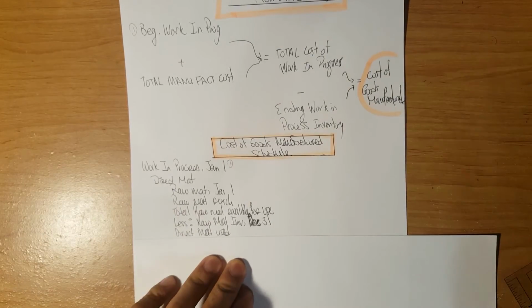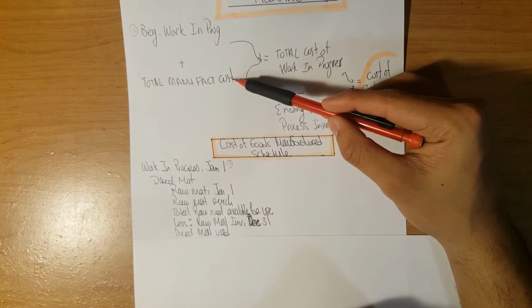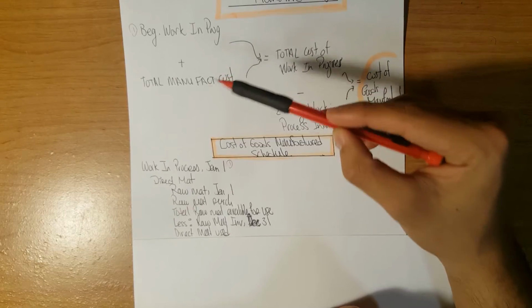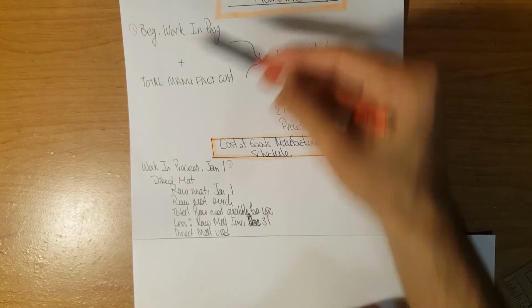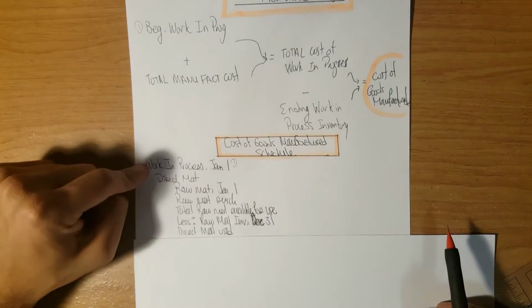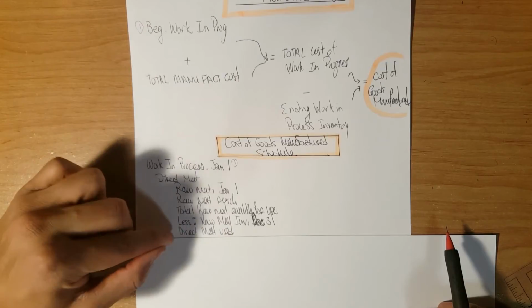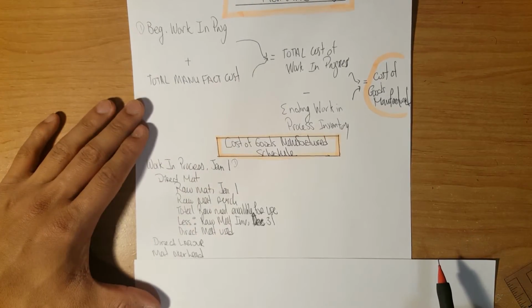So let's go back. What are we doing? We're trying to find the total manufacturing costs for the direct material, for the direct labor, as well as for the manufacturing overhead, as well as taking into consideration the beginning work in progress. So we have the beginning work in progress. Over here we're calculating the direct materials at the beginning. How much do we use? The direct labor, as well as the manufacturing overhead.